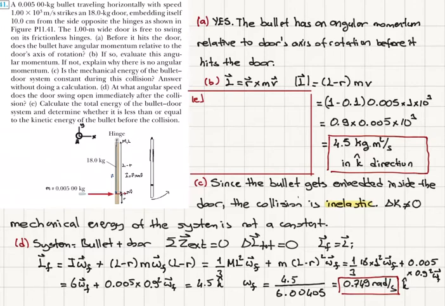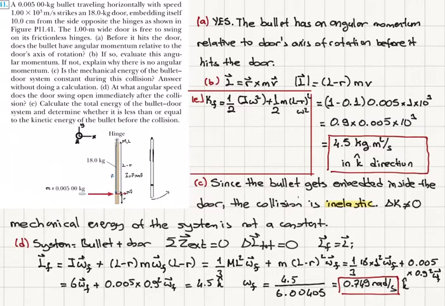Now in part E of the problem, so I have some space left here, so let's calculate part E here. Calculate the total energy of the bullet door system, determine whether it's less than or equal to the kinetic energy of the bullet before collision. The final kinetic energy of the bullet door system will be 1/2 moment of inertia of the door omega squared plus 1/2 for the bullet.